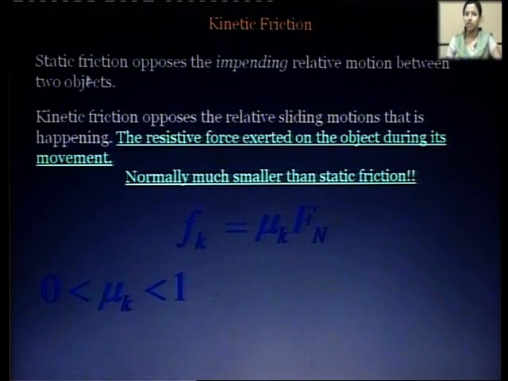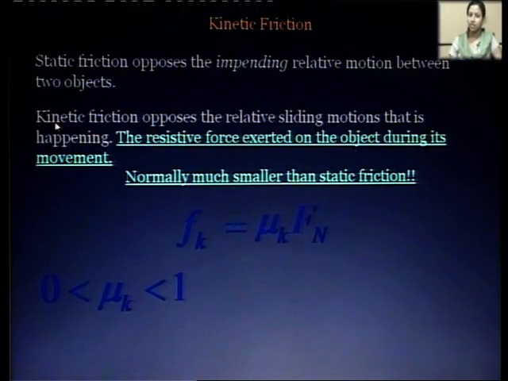Here we have completely defined static friction as well as kinetic friction. Static friction opposes the impending relative motion between the two objects. That is, it resists the motion of two bodies. If the two bodies are not moving, that is, resisting each other, then static friction comes into play.